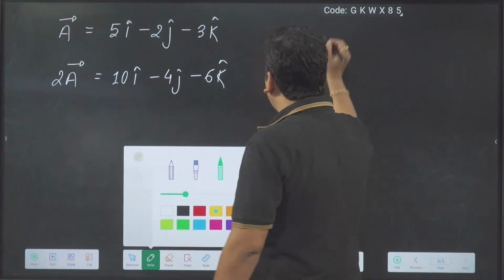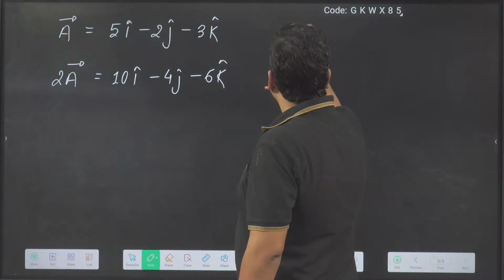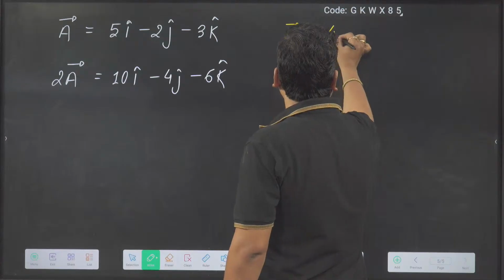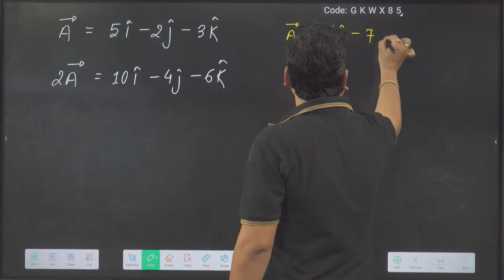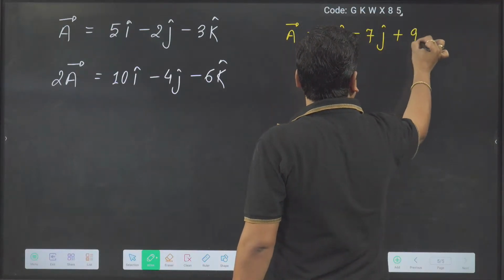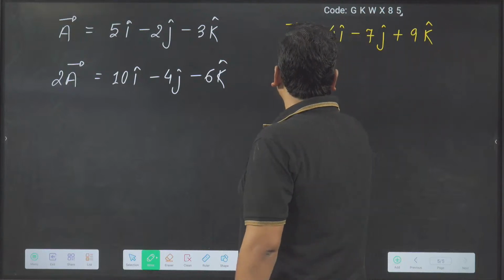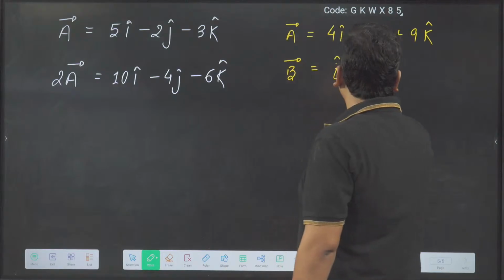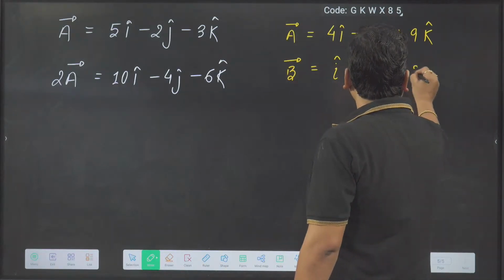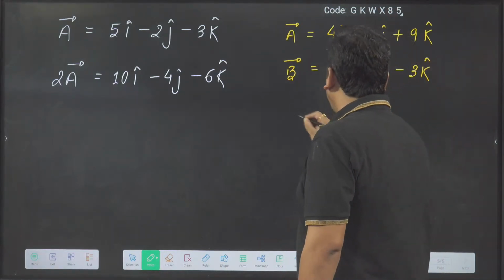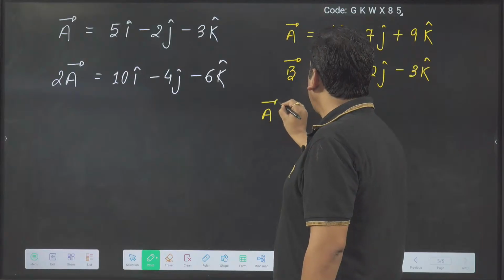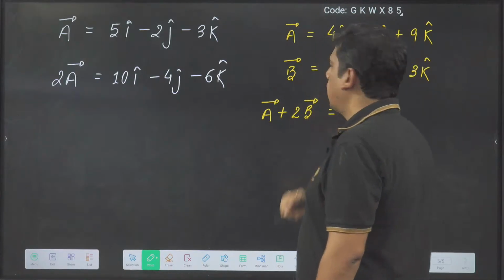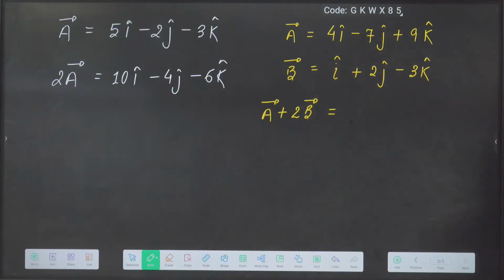Let's see one question. A vector is, let's say, 4i minus 7j plus 9k. B vector is i plus 2j minus 3k. I want you to find a vector plus 2b vector.